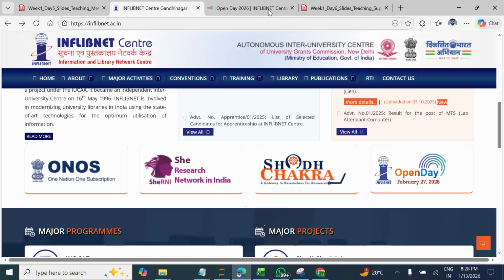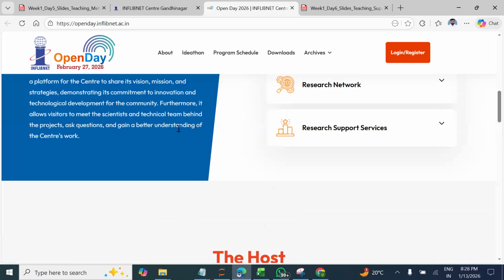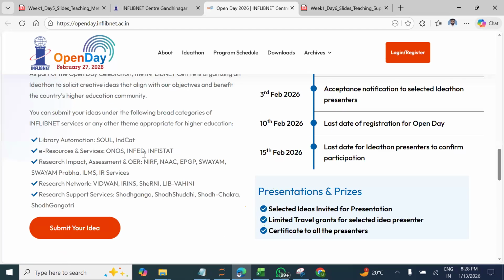Then I was just going through what is Open Day. You can categorize the INFLIBNET. Under this heading, you can see what the headings are. You can categorize library automation: SOUL, SOUL, and IndCat. So these are actually initiatives.